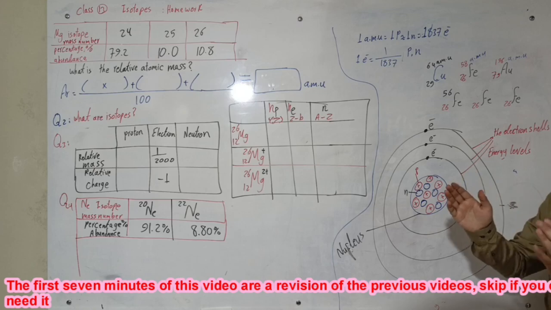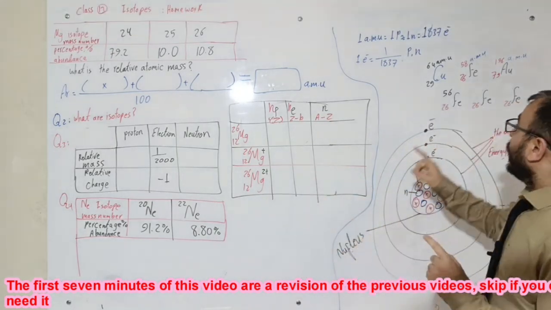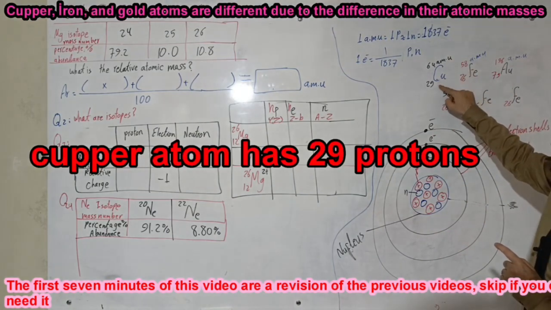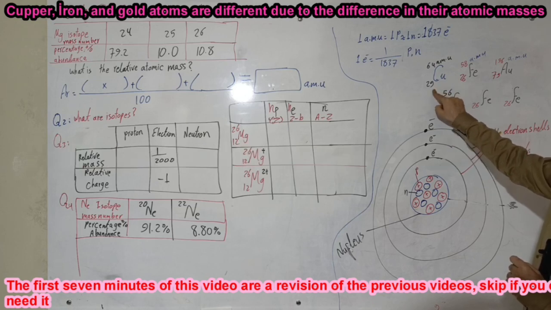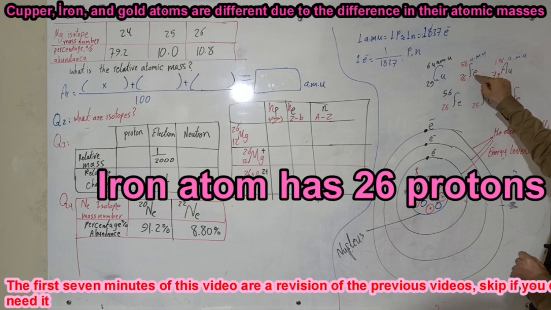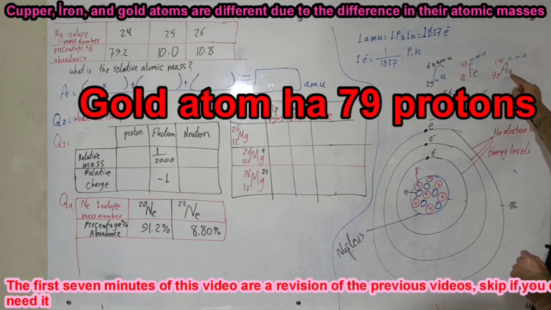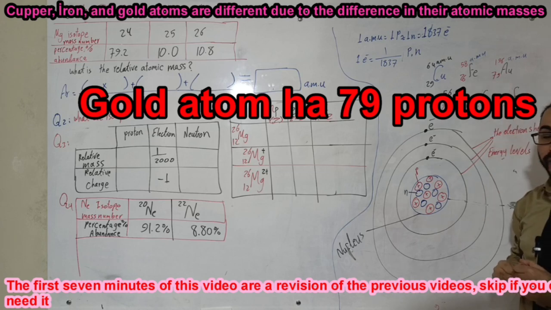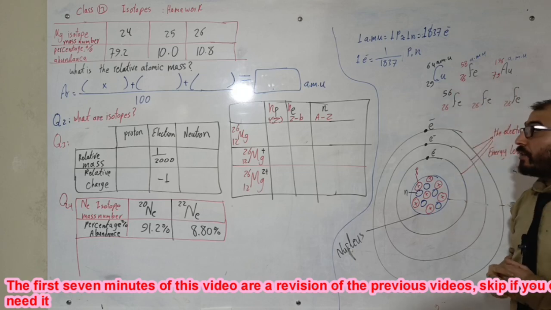And we said that the atomic number of an element is like its ID. So all copper atoms in the world have 29 protons inside their nuclei each, while every atom in the world that belongs to the iron element has 26 protons inside its nucleus, and all atoms that belong to the gold element have 79 protons inside their nuclei. That's why elements are different from one another.